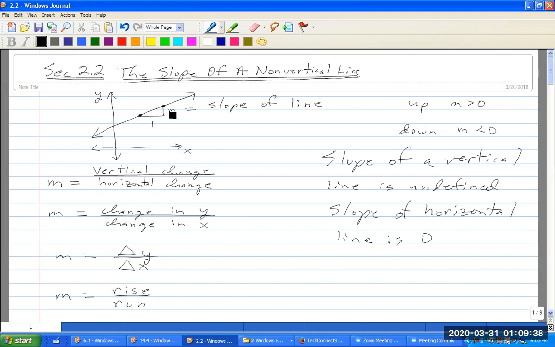So let me give you some notation. Suppose that I take the vertical change, this distance here, over the horizontal change, this distance here. Then I will call that the slope of my line, or the change in y over the change in x. I'll denote the slope of my line by the letter m, the change in y over the change in x, delta y over delta x, the rise over the run.